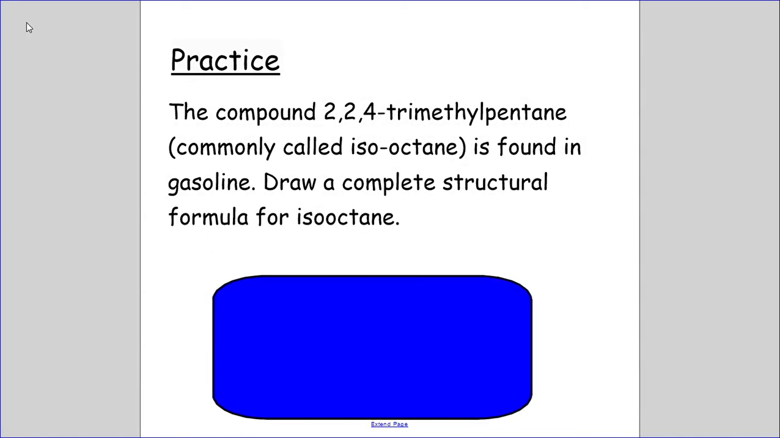And the last one, the compound 2,2,4-trimethylpentane, it's commonly called isooctane, it's found in gasoline. Draw a complete structural formula for isooctane. So again, pause the video, see if you can sketch out what this looks like, and I'll show you what I have here.